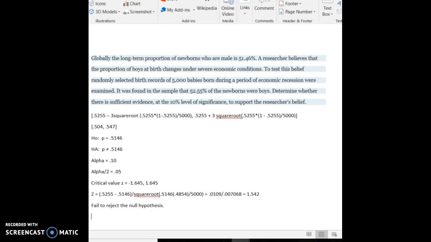All right, so there is not enough evidence. There's not sufficient evidence to reject the null hypothesis. It appears that economic conditions do not affect the proportion of male newborns.